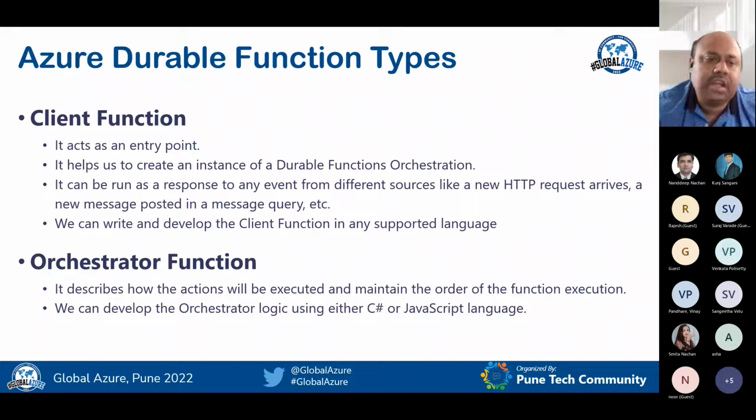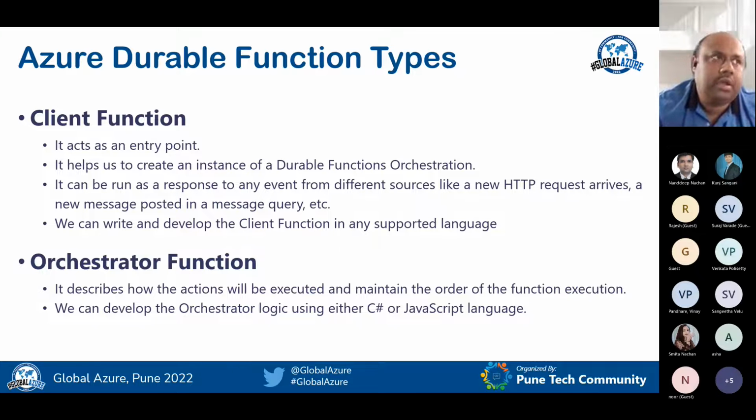And the next function type is the orchestrator function. It basically acts as a controller of the entire workflow. It describes how the actions will be executed and maintains the order of the function execution. So if the Azure Durable Functions workflow contains 10 different function states, then the orchestrator function maintains that entire workflow sequence, and once one function is completed, it decides which function is to be called next, and in which way.